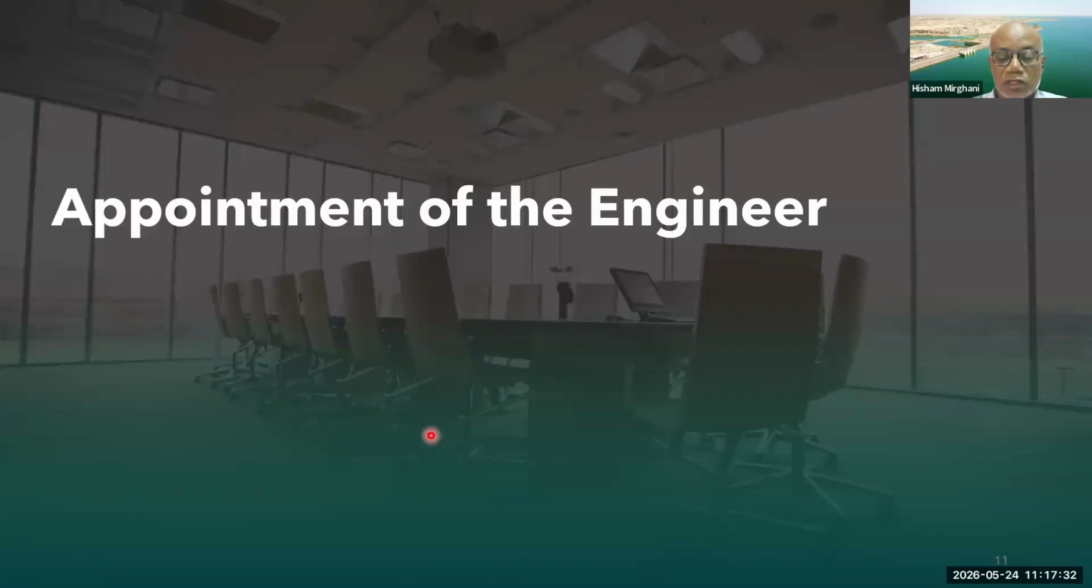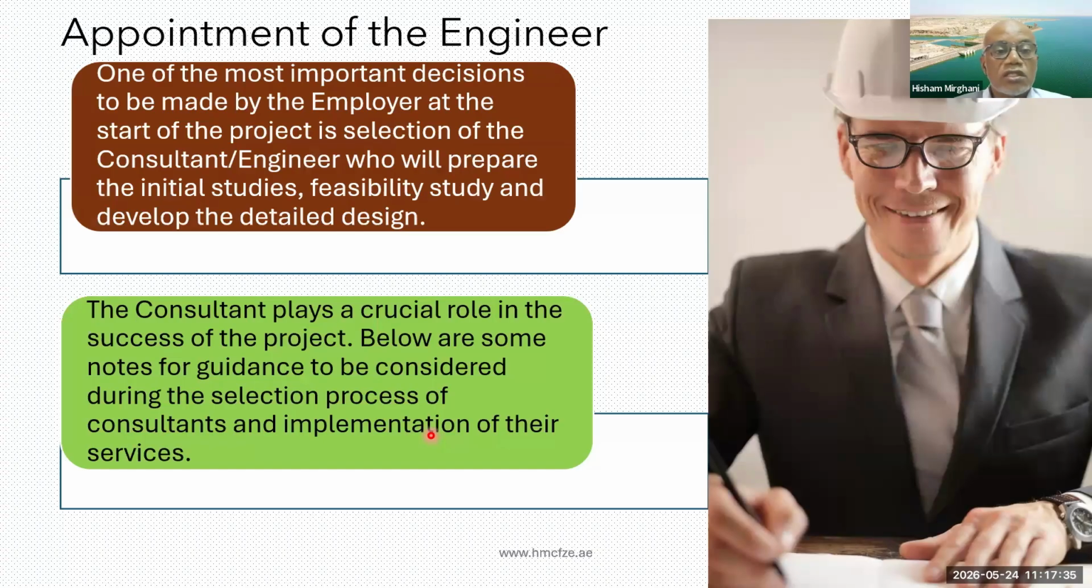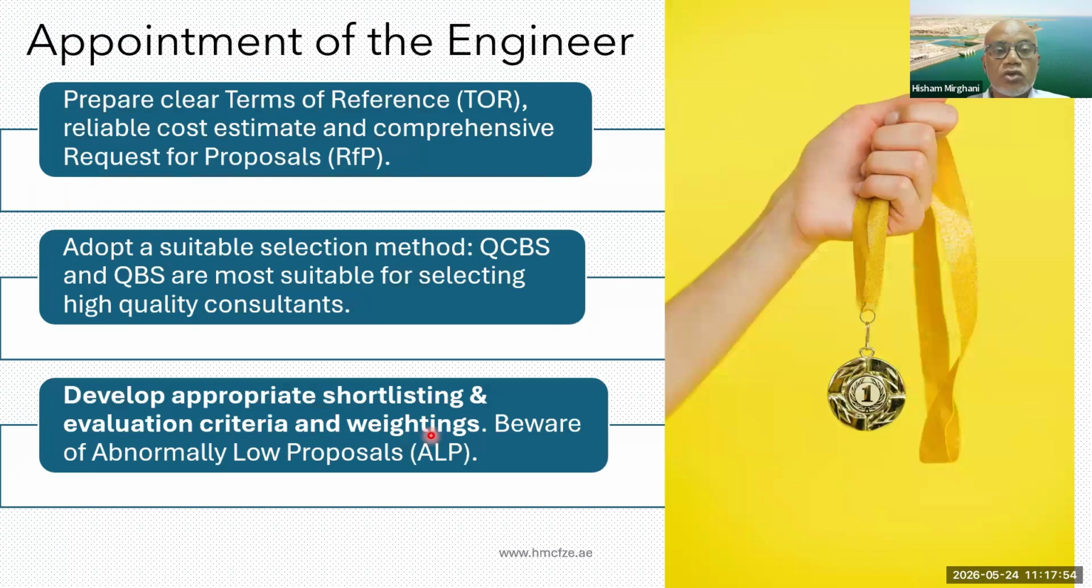Coming now to the procurement. I think we all know that this is one of the most important decisions, the appointment of the engineer, that is made by the employer, because of the crucial role the engineer plays in the success of the project. So I think we all know the process. There has to be clear terms of reference, a comprehensive RFP prepared. You have to decide on the selection method, quality and cost-based selection. This is the most common method.